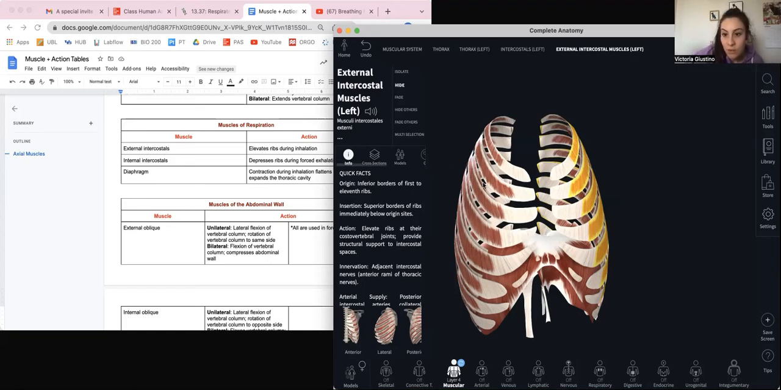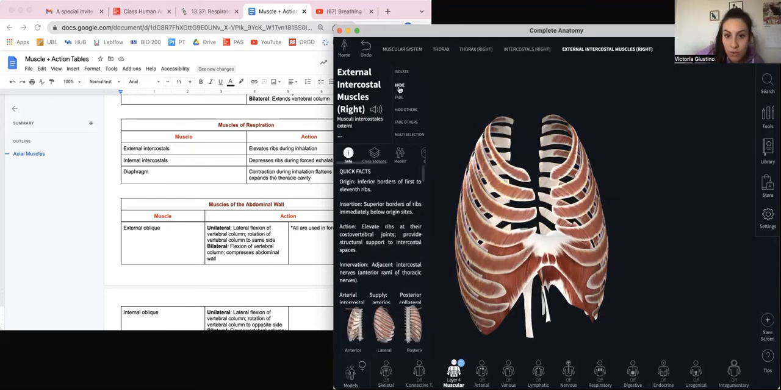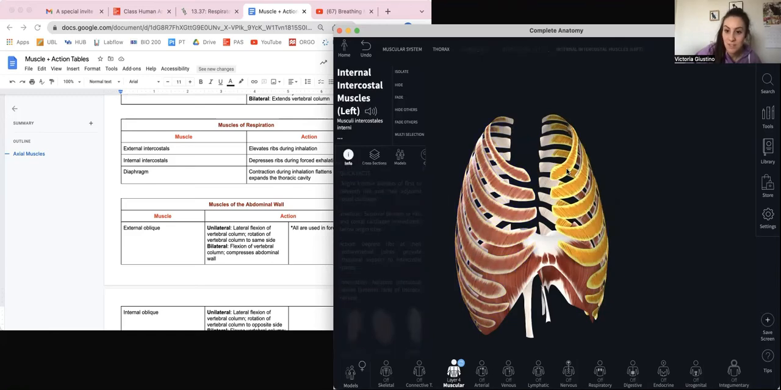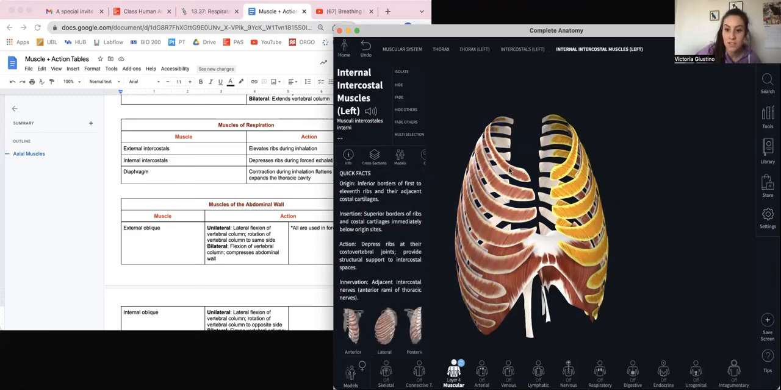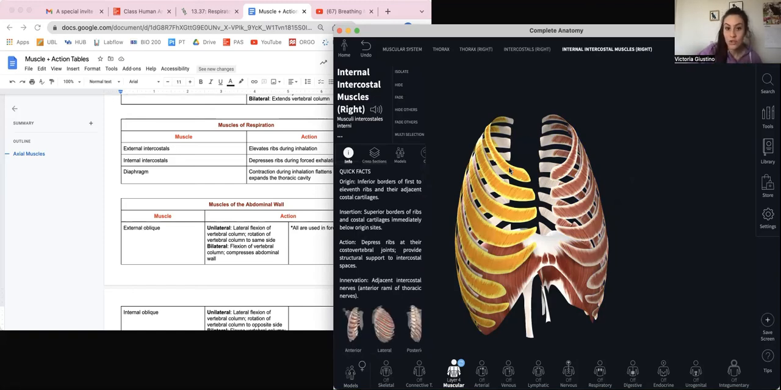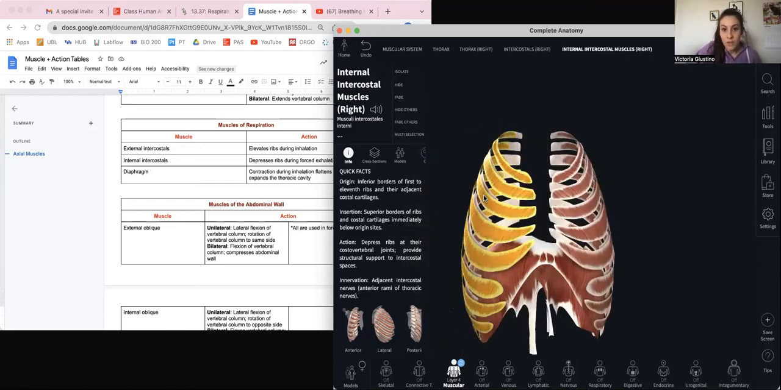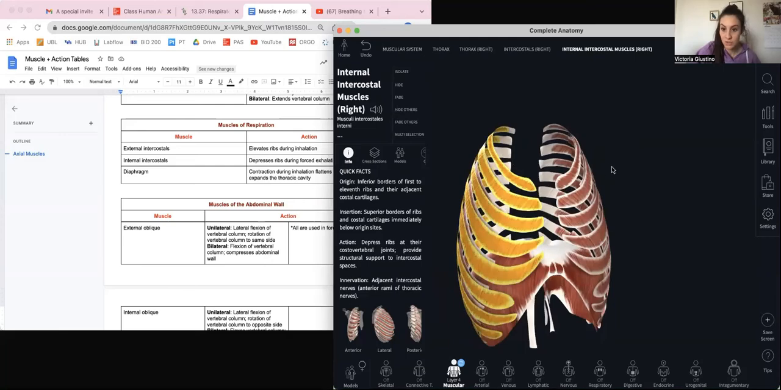And so if I just hide those, deep to the external intercostal muscles is your internal intercostal muscles. So your internal intercostal muscles only contract during forced exhalation. So what they're going to do is depress the ribs only during a forced exhalation though. So just breathing normally, inhaling air, elevation of the ribs by the external intercostals. Now I'm exhaling gently. There's not going to be a contraction of the internal intercostals. Only during forced exhalation will these muscles contract.